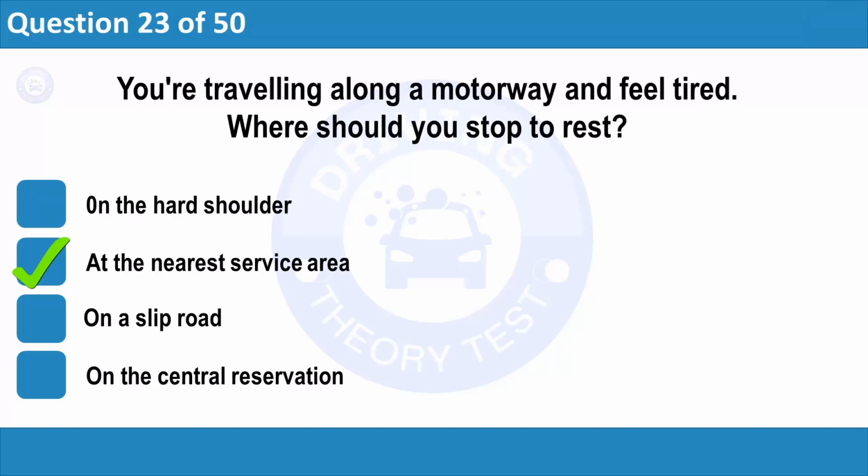If you feel tired, stop at the nearest service area. If that's too far away, leave the motorway at the next exit and find a safe place to stop. You mustn't stop on the carriageway or hard shoulder of a motorway except in an emergency, when in a traffic queue, or when signalled to do so by a police officer, a traffic officer, or traffic signals. Plan your journey so that you have regular rest stops.